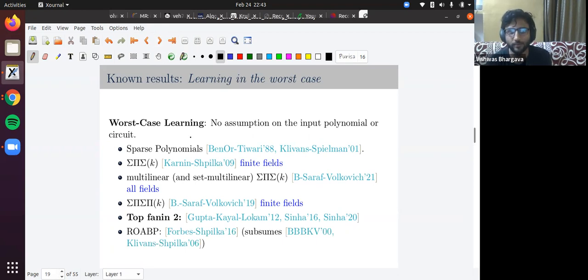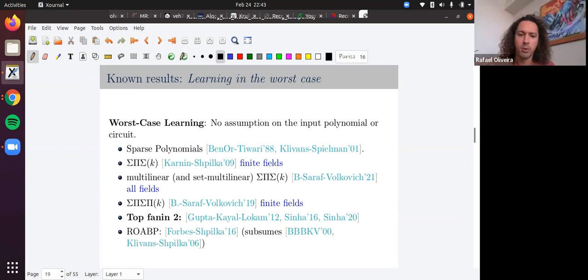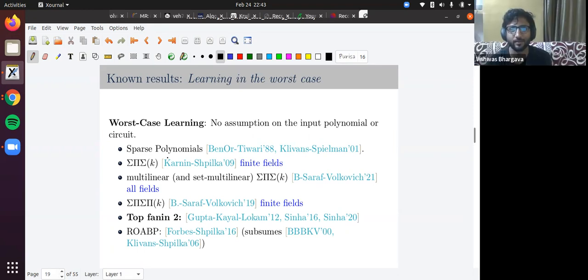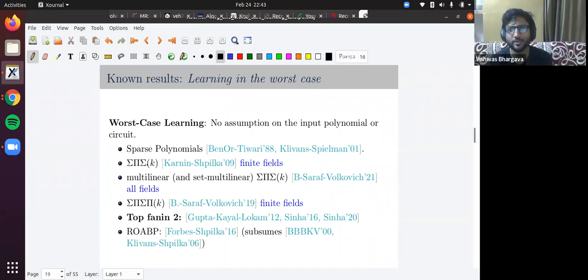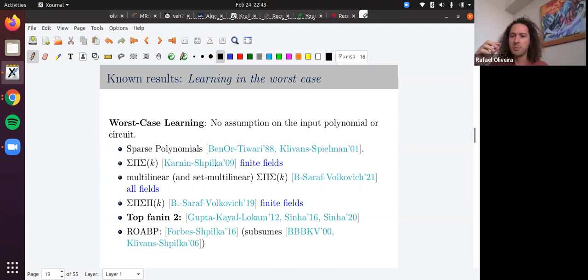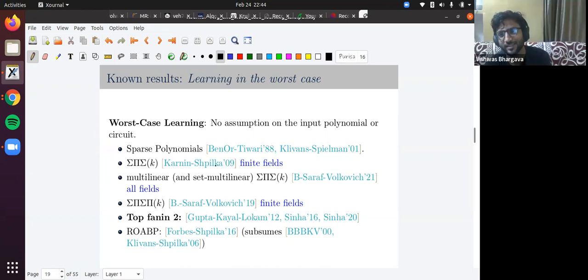So these are all the worst case results. Are all these proper learning? Right, these are all proper learning. Karnin-Shpilka is not. There is a slight blow up in Karnin-Shpilka. So Karnin-Shpilka is not proper learning, because they define something called a generalized depth 3.